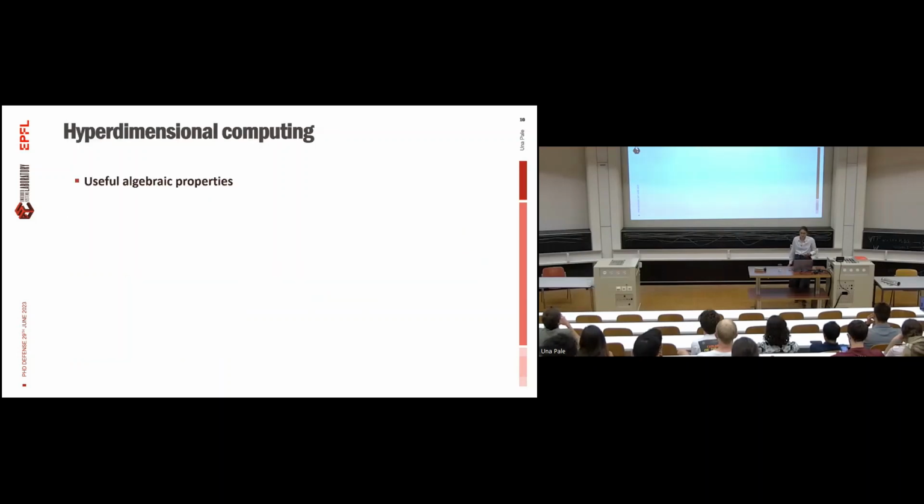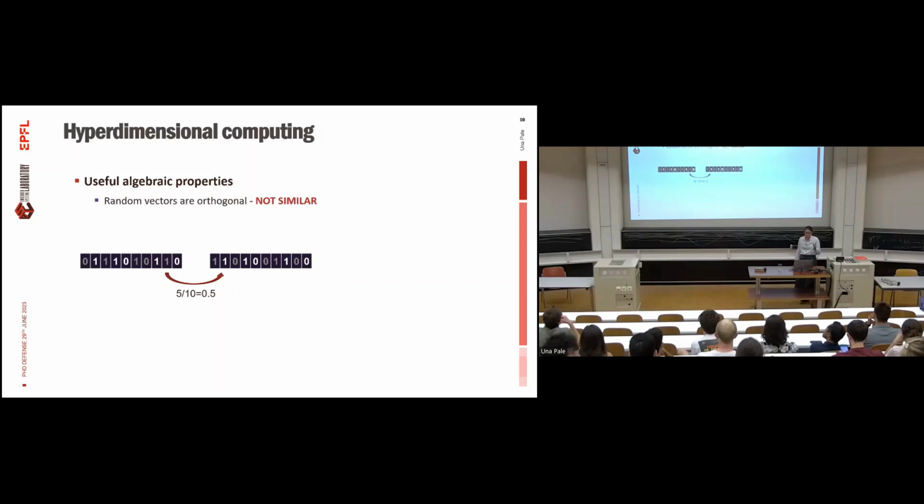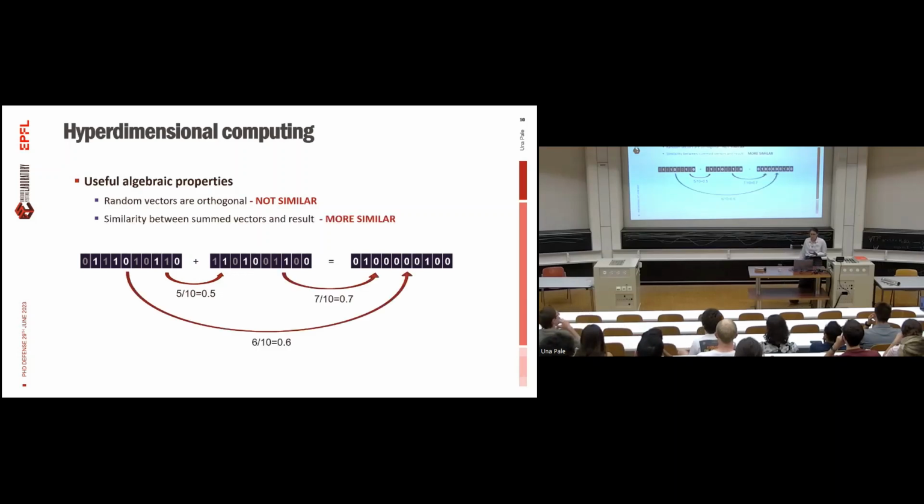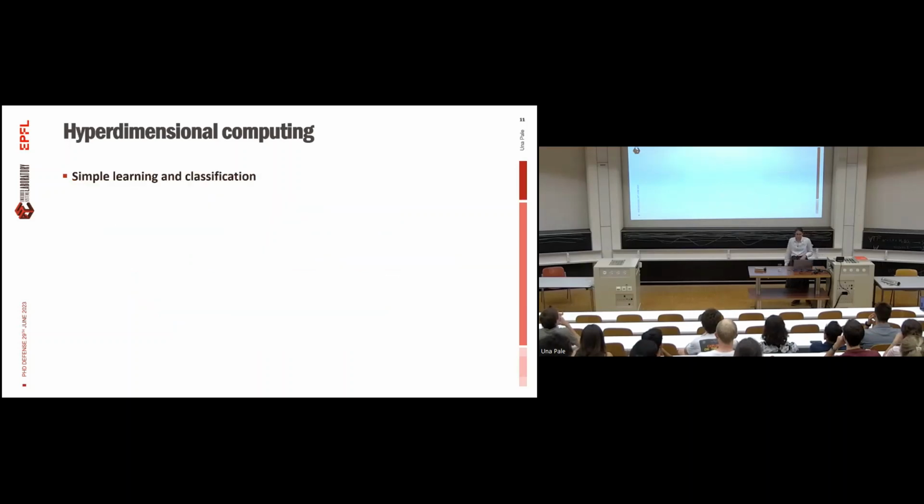And this is interesting because it has several useful algebraic properties. For example, if we have 2 random vectors, the chance that they have the same number at the same position is very small, meaning that they are basically what is called orthogonal. They're not similar. And at the same time, if we sum them up, then the result will be more similar to the ones that we summed up than to some other random vector. And this enables quite a simple approach to learning and then later also classification.